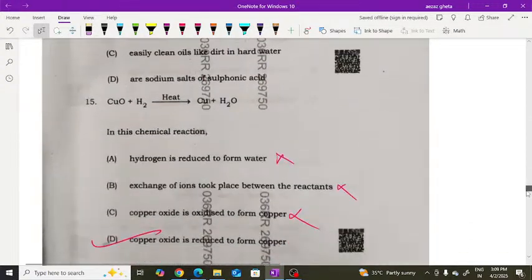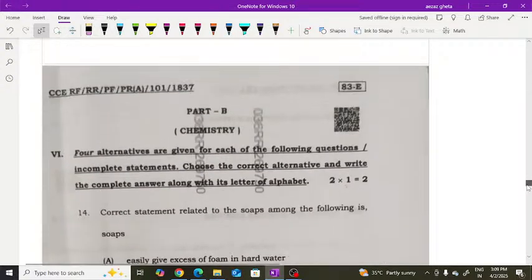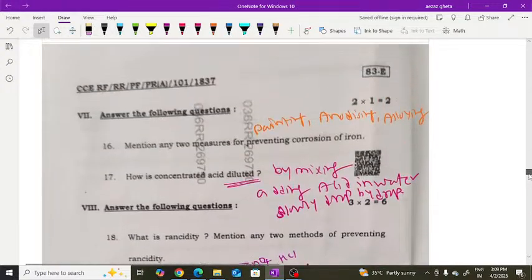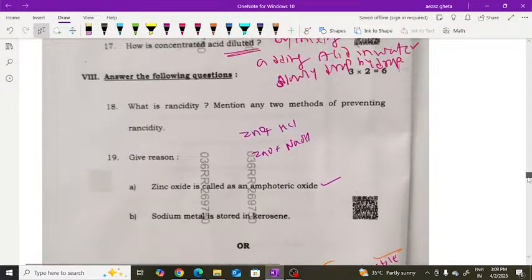This we completed. 14, 15 over. 16 we explained, over. 17, 18 and 19 also over.